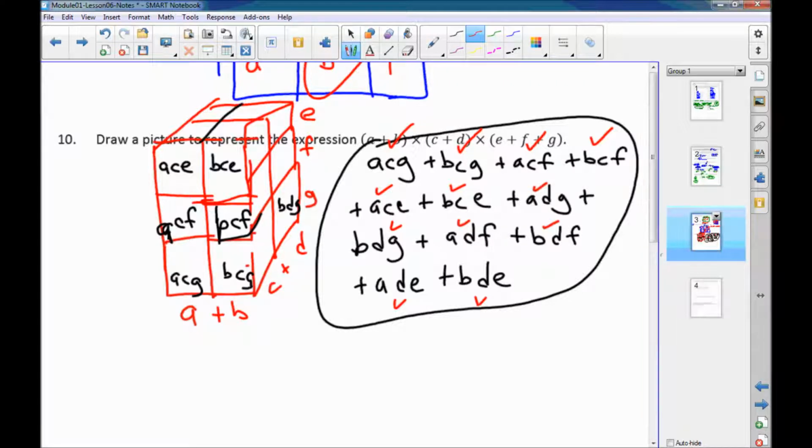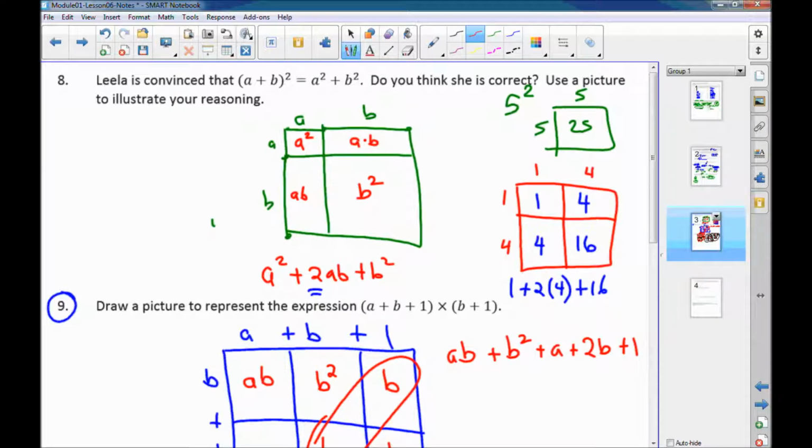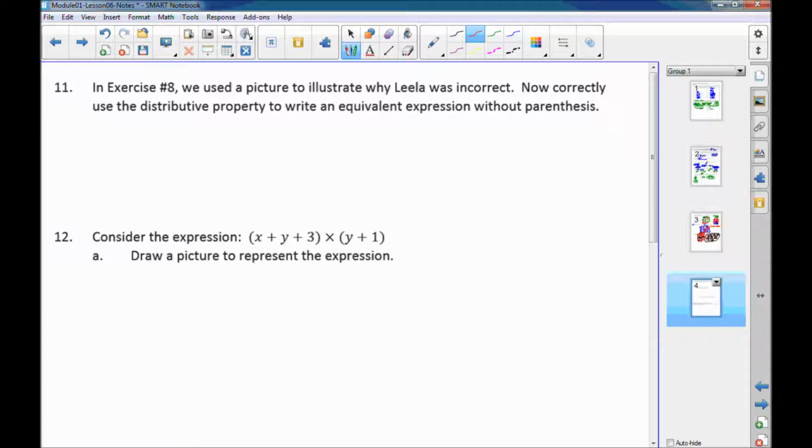So you can do these with the distributive property. For number 11, it says redo exercise 8 to illustrate why Leela was incorrect by using the distributive property to remove the parentheses. So number 8 said (a plus b) squared. Okay, so let's try that with the distributive property. Sometimes it's easier with the tabular method, and sometimes it's way easier with the distributive property, especially if it ends up being a cubic one like number 10.